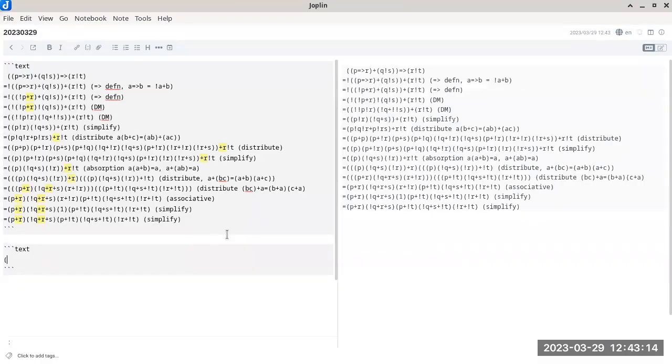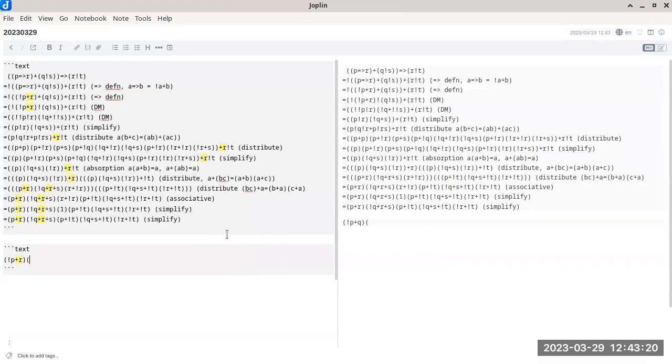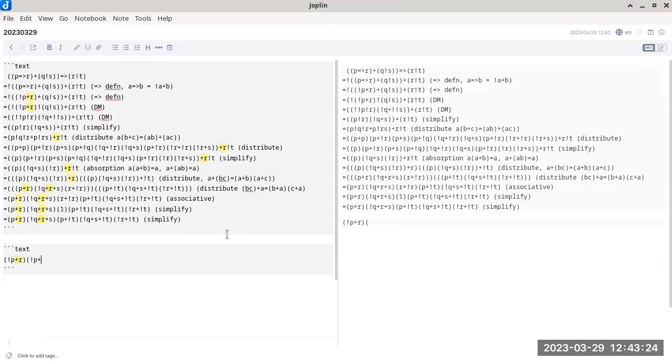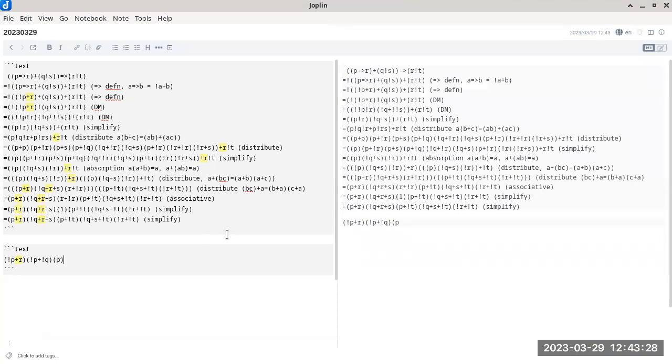We have not P or Q or R. Okay, so then correct it. Not P or not Q, not P or not Q. And then we have P by itself, and then we have Q by itself. This is the original super CNF. And now I need to indicate how we perform the resolution.